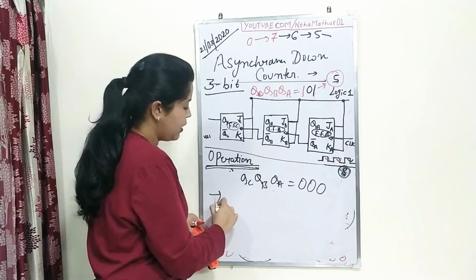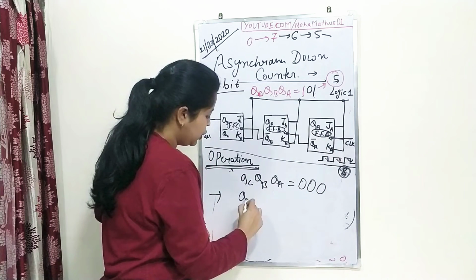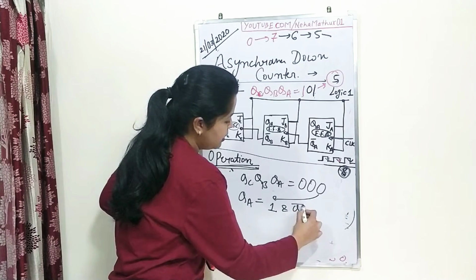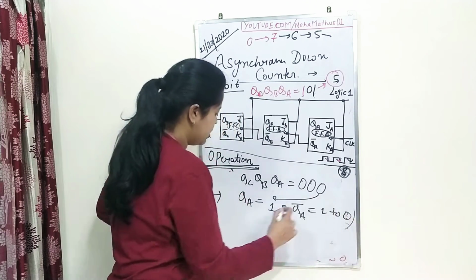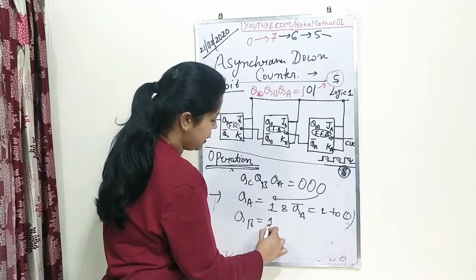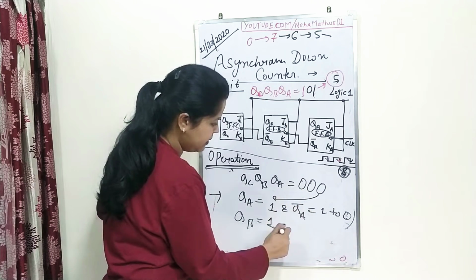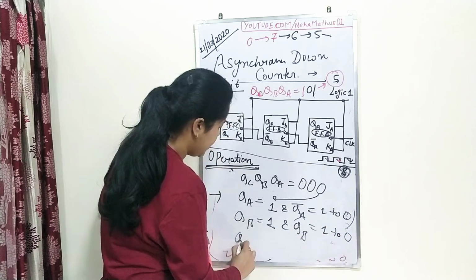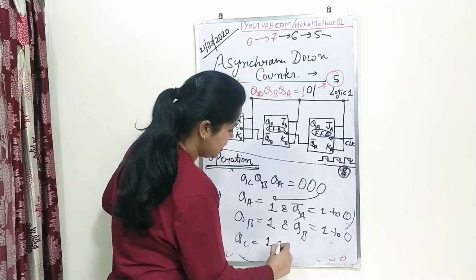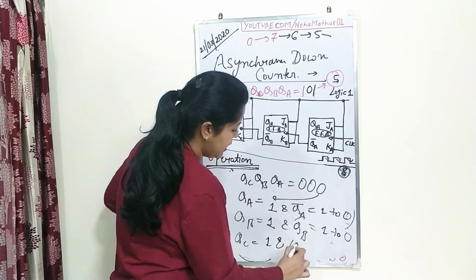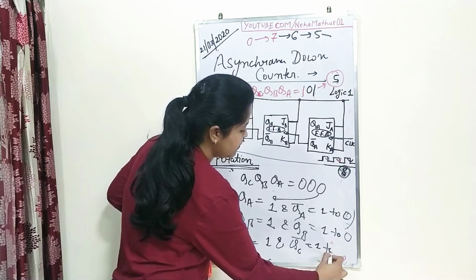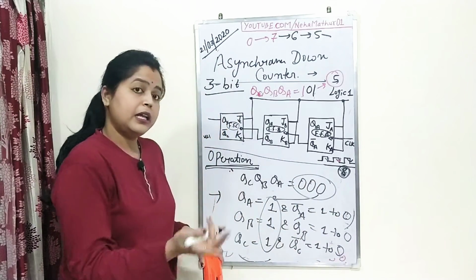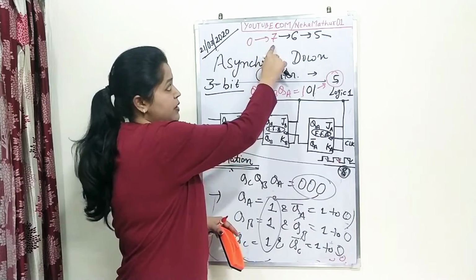Fine. Now as the first clock is applied, QA will be 1 and QA bar will change state from 1 to 0. Similarly, QB, since it was 0, will now be 1, and QB bar will change its state from 1 to 0. Similarly, QC, which was 0, will be 1, and its bar will change from 1 to 0. So the initial values are converted into 1, 1, 1, and the counter starts to count from 7.